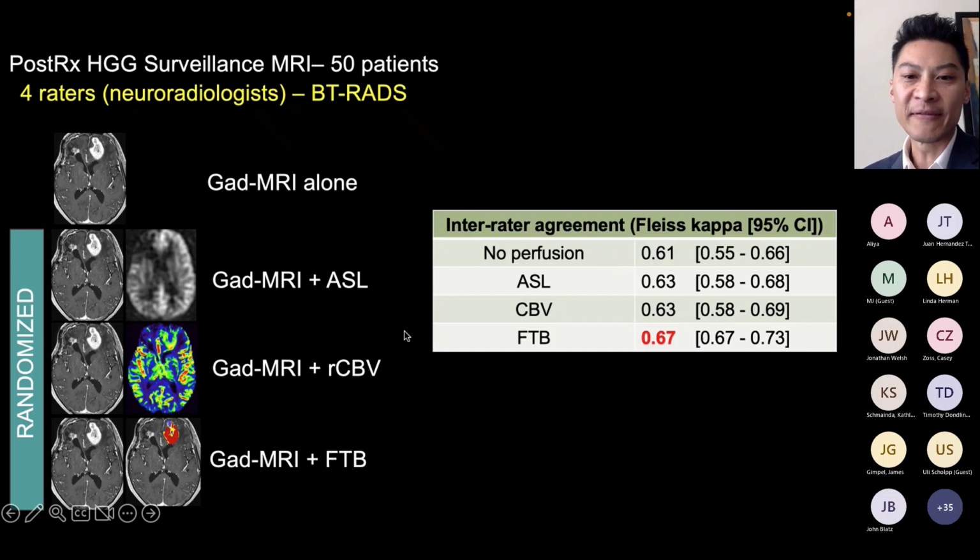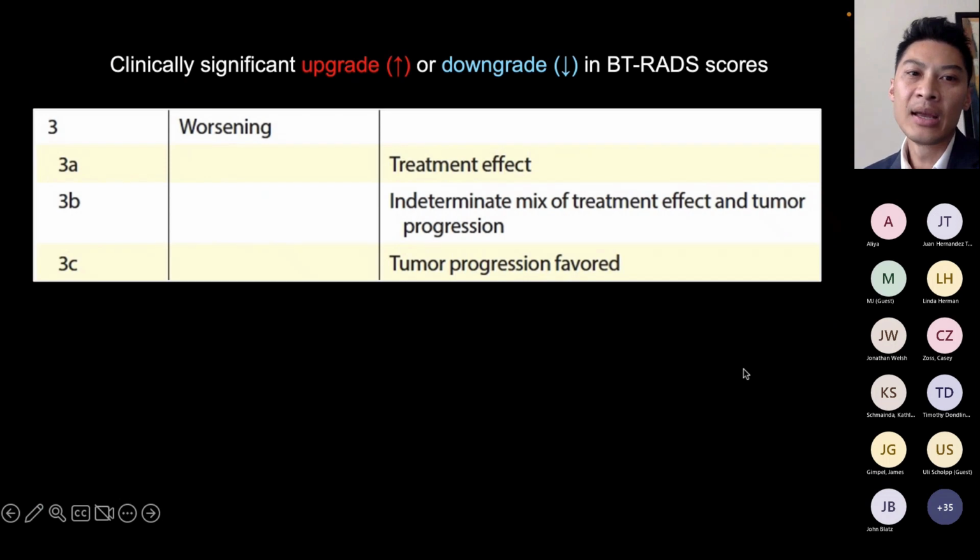Essentially, when we compared the inter-rater agreement, we found that the highest agreement occurred in the group that was interpreting GAD MRI with FTB. And in terms of BT-RADS, again, remember I mentioned that usually that 3 score is a little bit dicey because you can have worsening imaging findings related to treatment effect, related to an admixture, or related to progression.